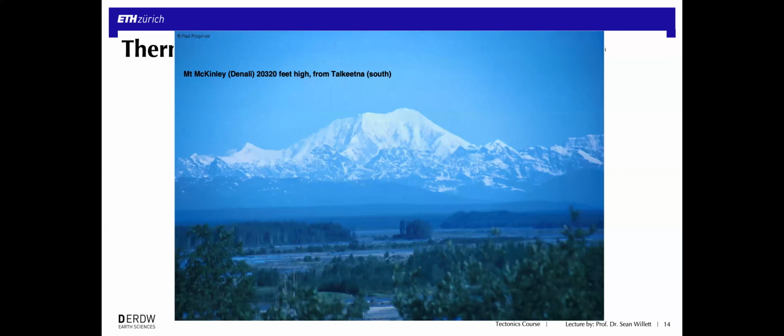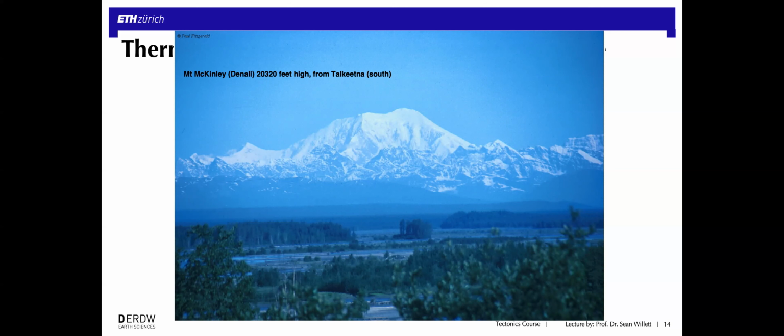So in practice, let me just show you one example. In practice, then, the best way to apply this is to find a large elevation gradient or large elevation distance and collect samples from low elevation to high elevation. So here's a nice example.